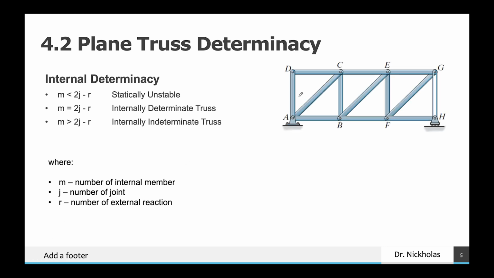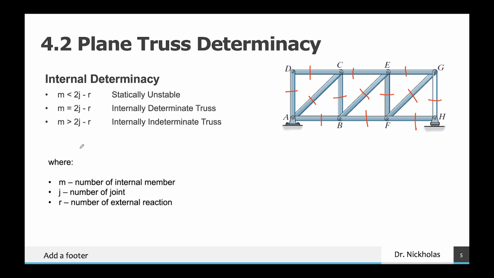In this example, this is a simple truss example, right? So this is the member. How many members do we have? How many internal members do we have? We have 1, 2, 3, 4, 5, 6, 7, 8, 9, 10, 11, 12, and 13. We have 13 internal members, right?